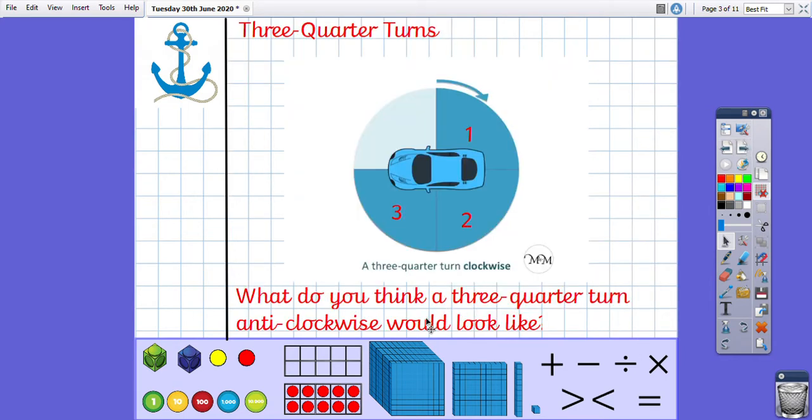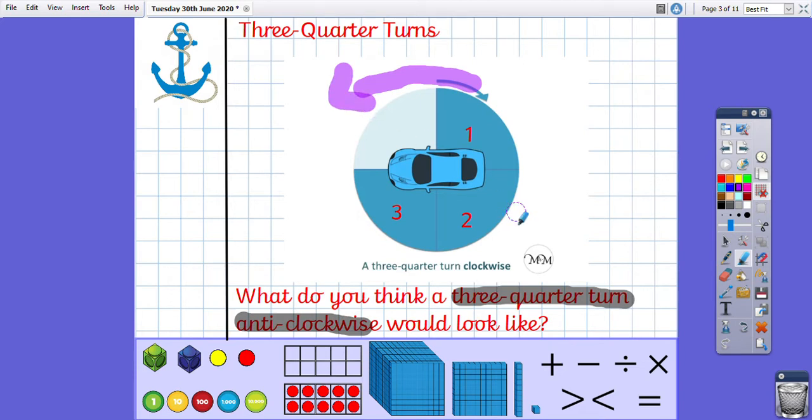Okay. 3/4 turns. What do you think a 3/4 turn anti-clockwise would look like? So the important parts there are 3/4 and anti-clockwise. So we know that anti-clockwise is going this way around the circle. And 3/4 means it moves through 3 little quarters, okay?